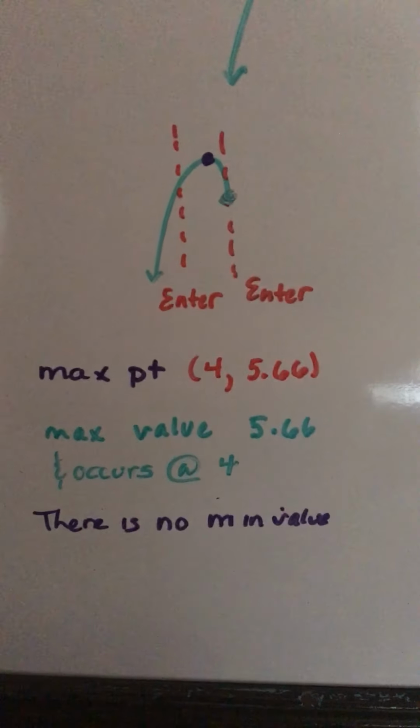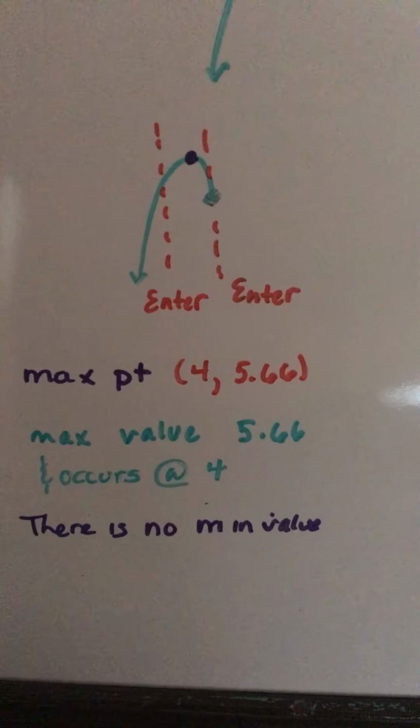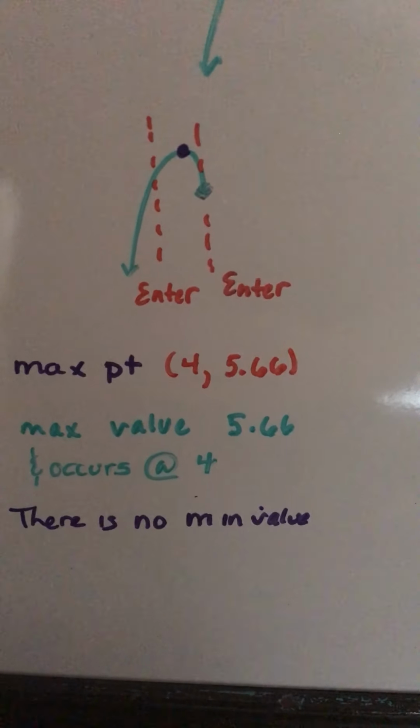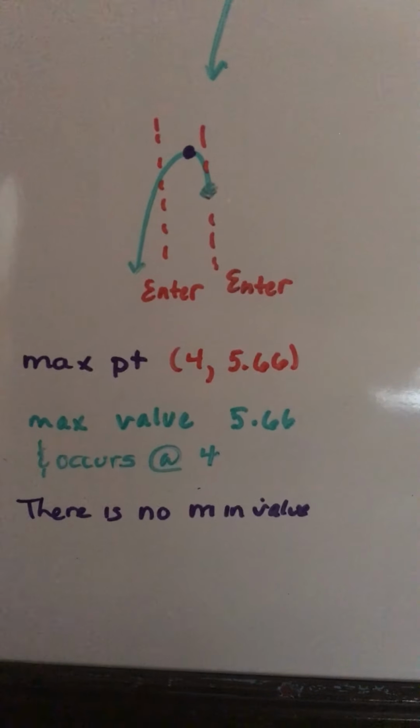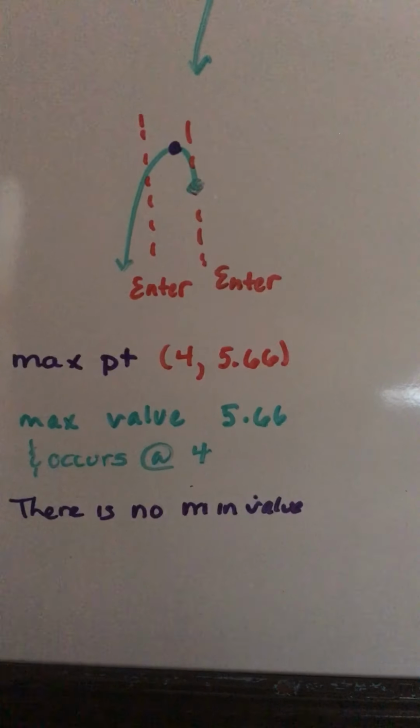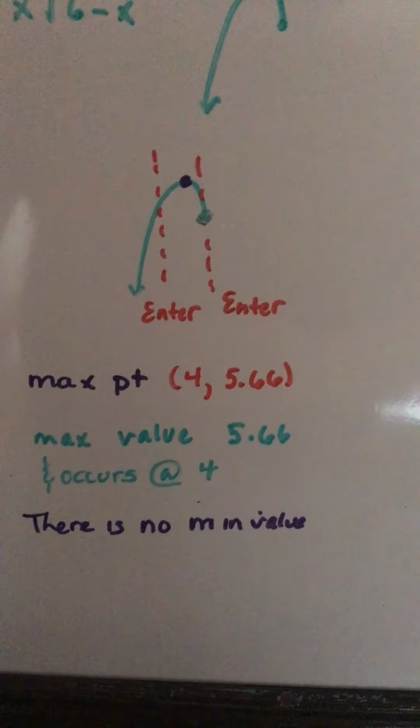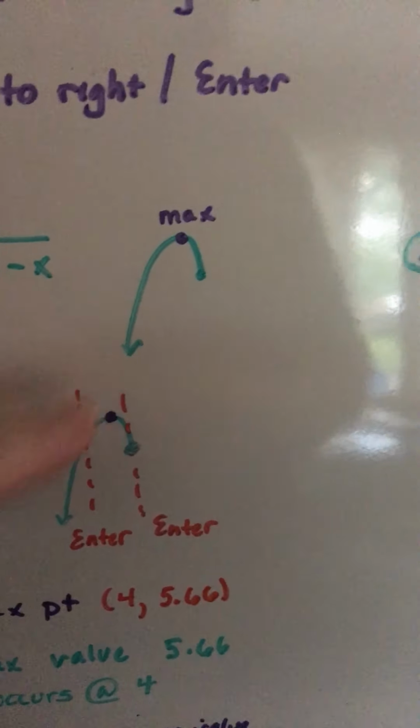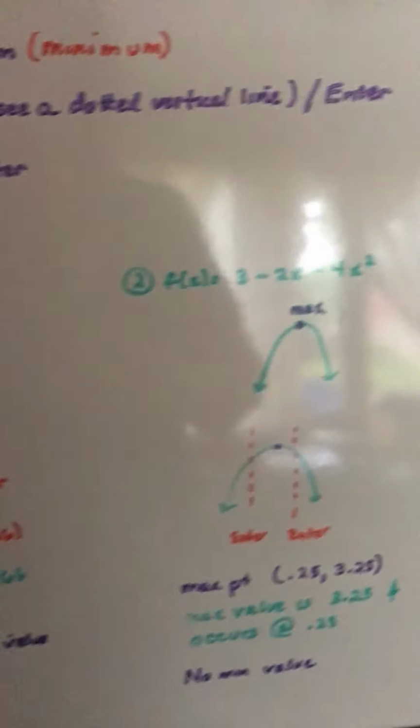The max point is 4, comma, to 2 decimal places, 5.66. The max value is always the y value. 5.66 is the approximation. It occurs at 4. There is no min value because this goes to negative infinity.